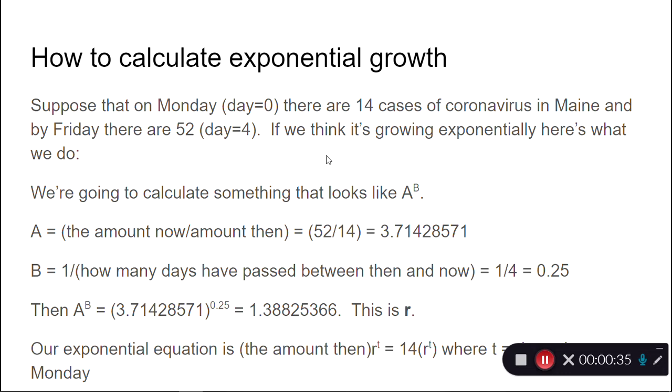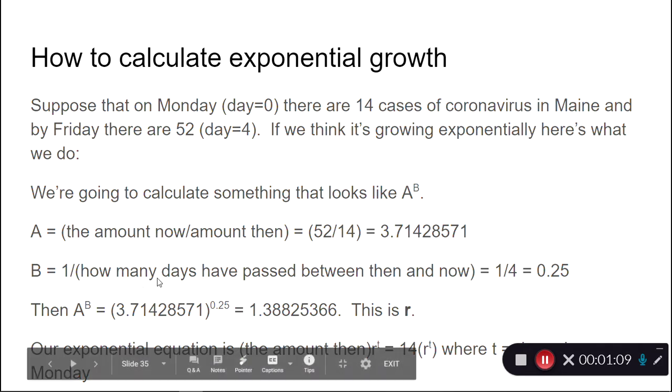And so what we want to find is the exponential rate, the growth factor, sorry. So we're going to calculate something we'll call a to the power of b. A is this fraction. It's how many infections do we have now divided by how many infections did we have then. So 52 over 14 is 3.7 and so on. And then B is a little funny. It's 1 over how many days have passed. Well, day 4 minus day 0 is 4. So it's been 4 days. So it's 1 over 4. That's 0.25. So we take a to the power of 0.25.